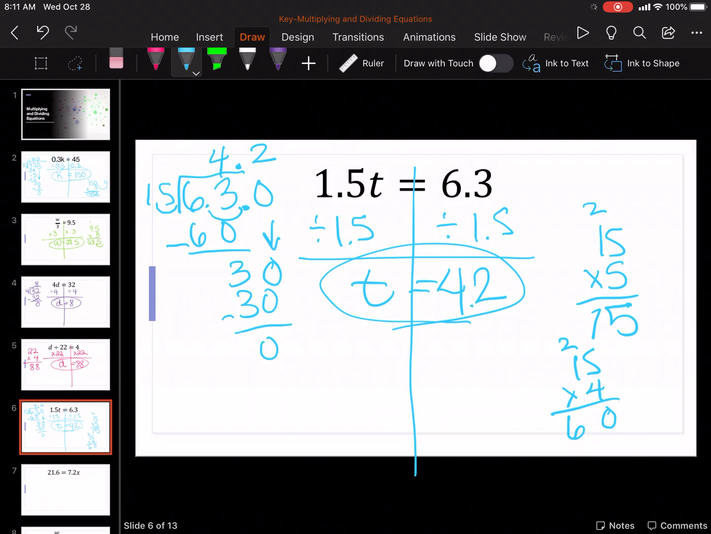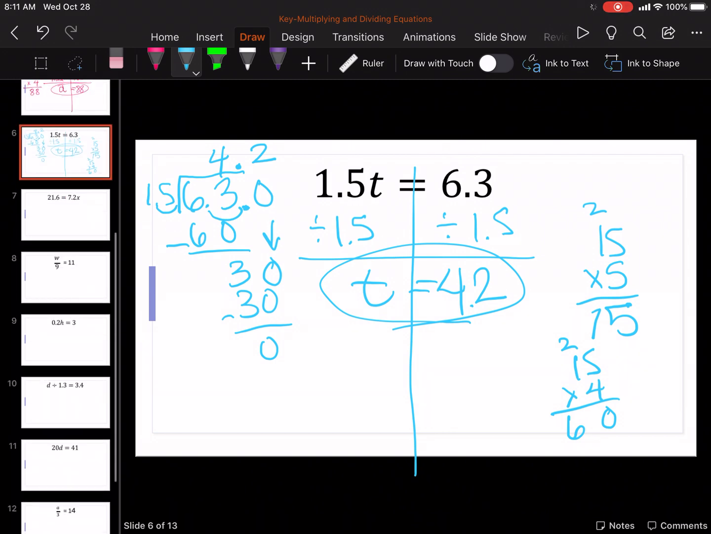6.3 divided by 1.5 is 4.2. Again, we could do 1.5 times 4.2. It'll give us 6.3. We can check it.